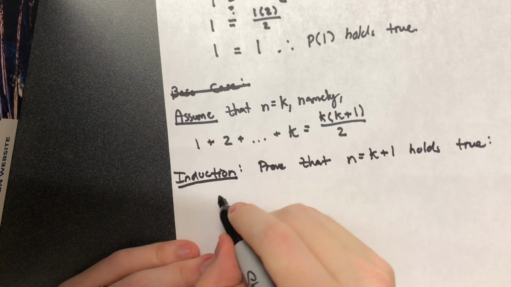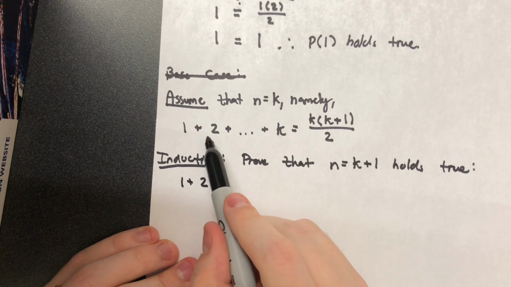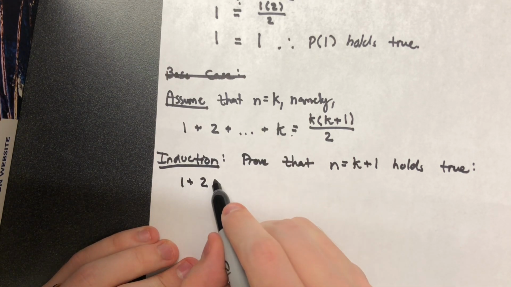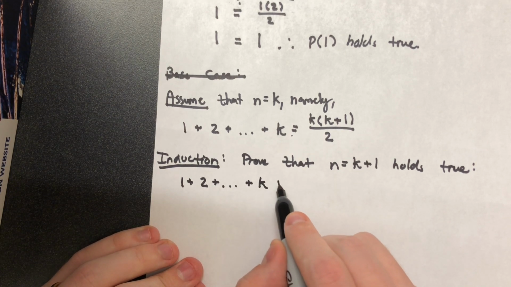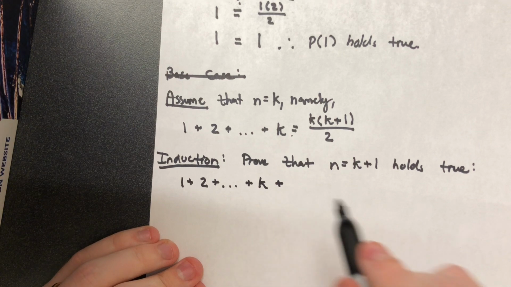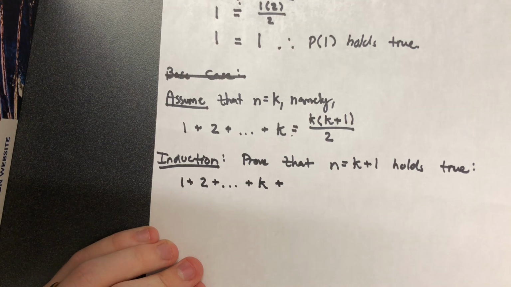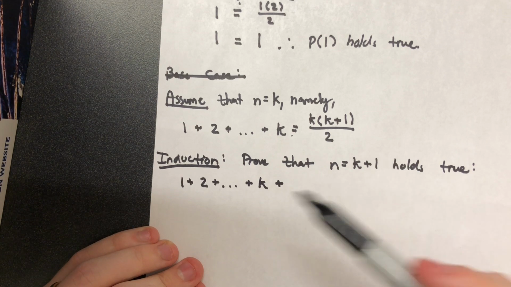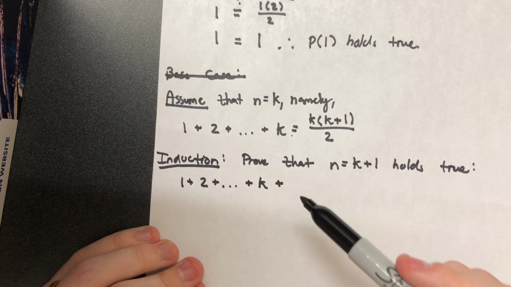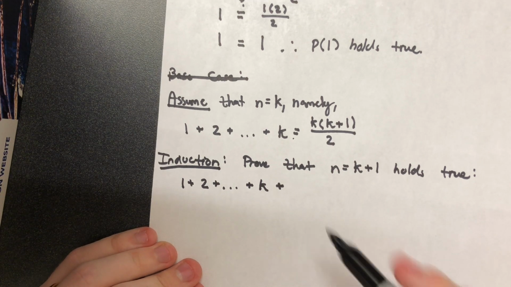Alright, so we're going to write down this statement once again. 1 plus 2 plus ... plus k. And now to add on to this, what we're doing with induction is we're proving that from the previous element, we can find the next element, which in this case would be k plus 1. Because the last element is k, we need to verify that k plus 1 is in this set. So we'll add that in.